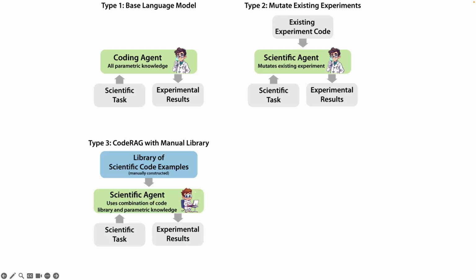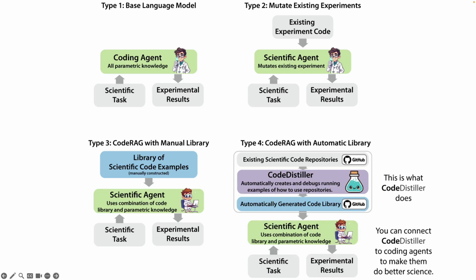The third type, used by code scientists, is basically a code RAG. We get experts to build a code library of important pieces of experiments like statistical analyses, different kinds of models and benchmarks and so forth, and let the agent put these vetted pieces together and modify them. This really increases the agent's capacity, but it requires an expert to manually build that code library.